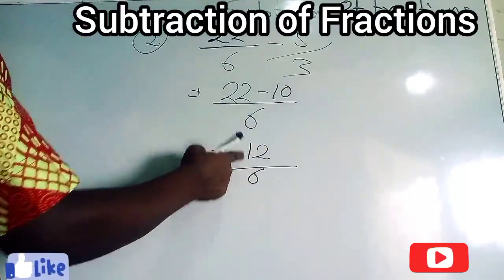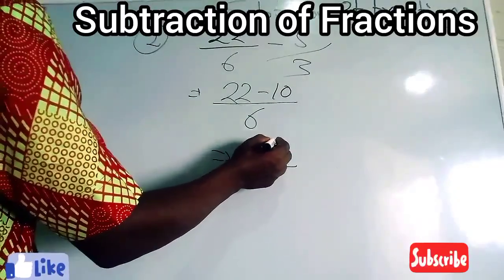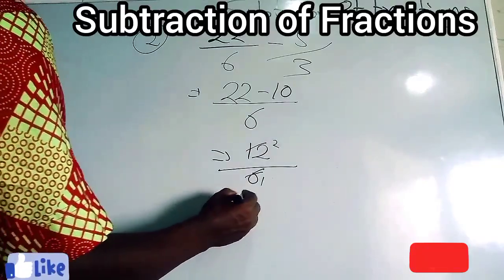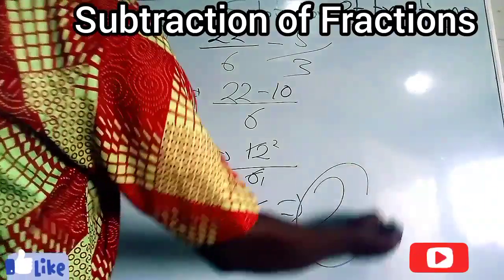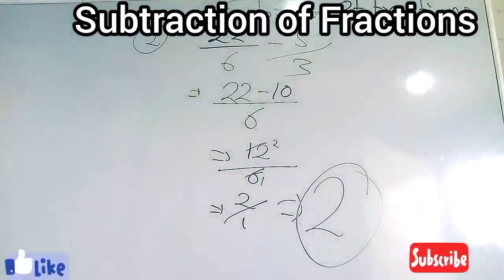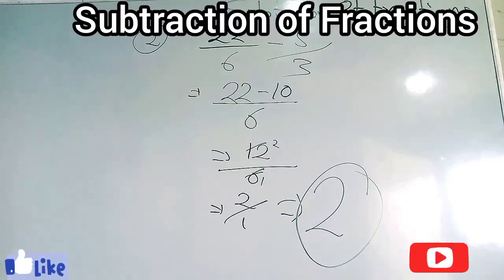Which number can go here and go here without any remainder? 6 can go here one time and 6 can go here 2 times. So you will be having 2 over 1, which is the same as the whole number 2. Okay, so this is how to go about subtracting one fraction from the other fraction.